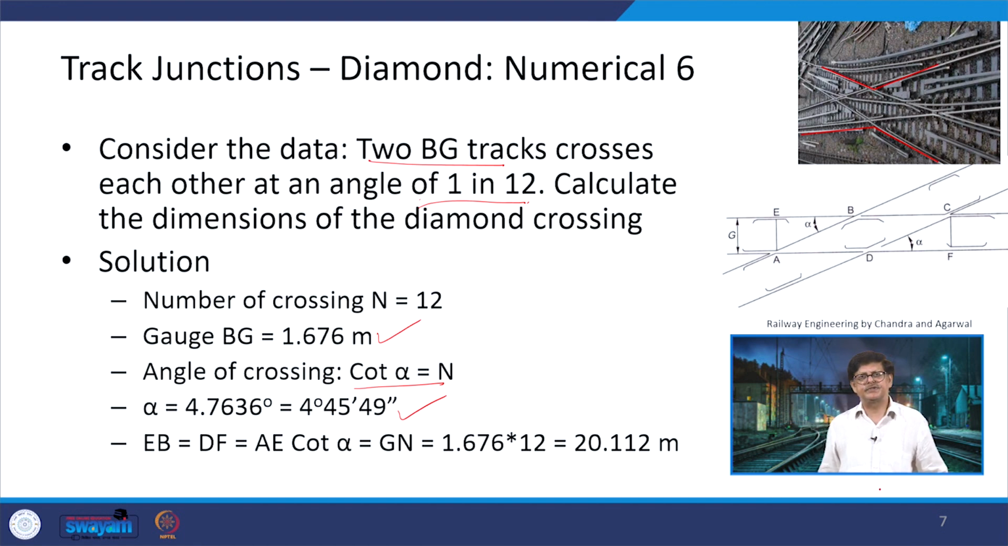We have to calculate the various dimensions of the diamond crossing here. That means AB, BC, CD, AD, then EB or DF, or AC or BD. These are the different values which need to be calculated for this diamond crossing. Calculating this, EB equals DF, which is AE cot alpha or GN. G is 1.676, N is given as 12. So, we get a value of 20.112. So, this EB or this DF is 20.112.